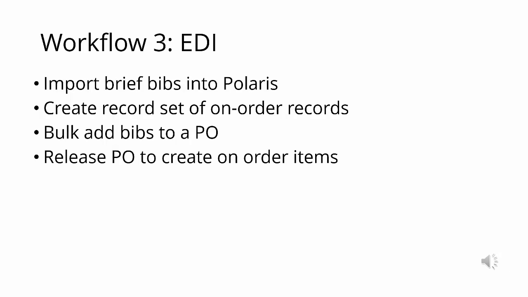Once the vendor records are downloaded, staff import them into Polaris. A record set is created of the new titles, and staff bulk add the bibliographic records to a new purchase order. At that time, Polaris uses the information in the 970 fields to automatically create purchase order line items. When the purchase order is released, Polaris will create on-order item records, matching the information in the 970 field to the correct Polaris on-order item template.